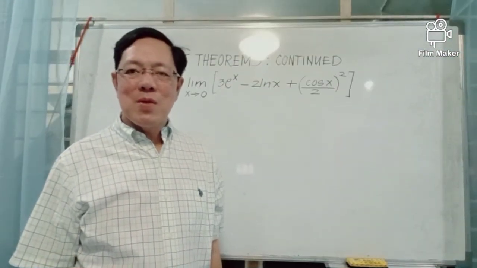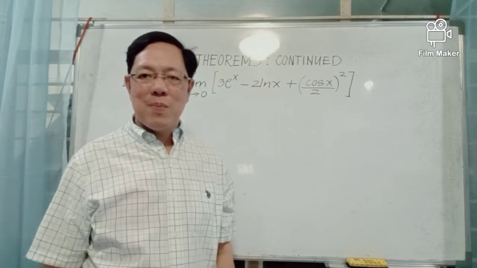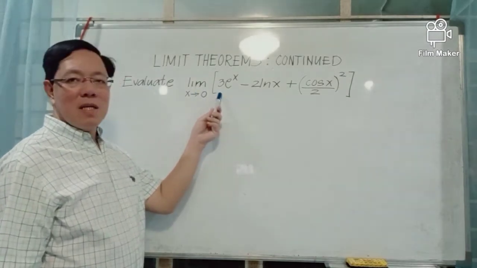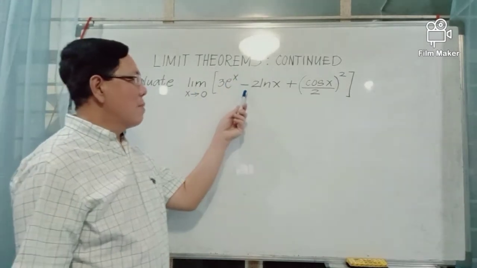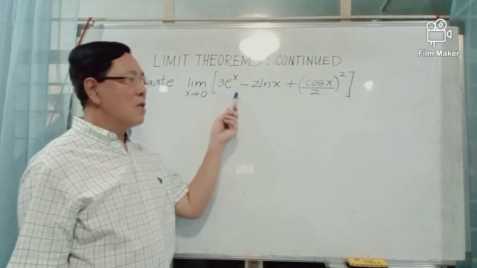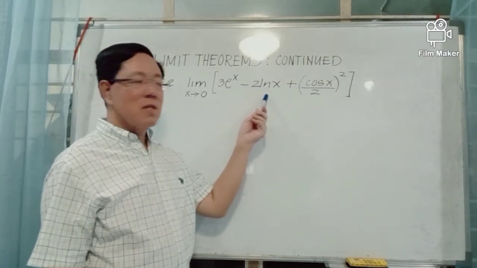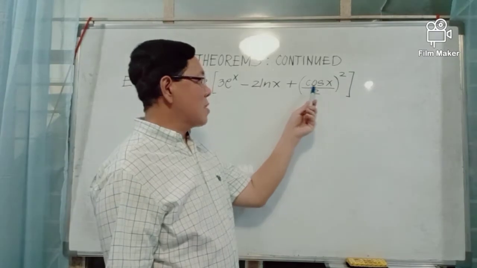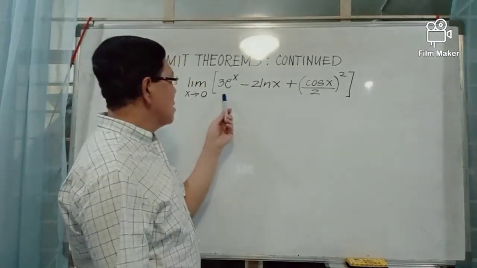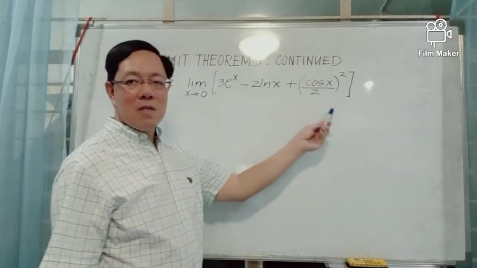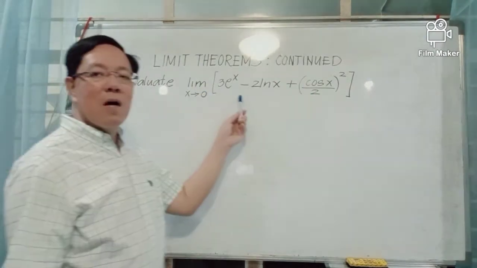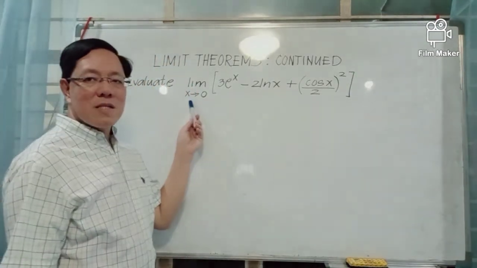For applying limit theorems 6 and 7, consider the following problem. Evaluate the limit of 3 times e to the power x minus 2 ln of x. This is of course an exponential function, and this is a natural logarithmic function, plus the square of cosine x over 2, and this third term is a trigonometric function. And we find the difference and sum of this as x approaches 0. We find the limit of this as x approaches 0.